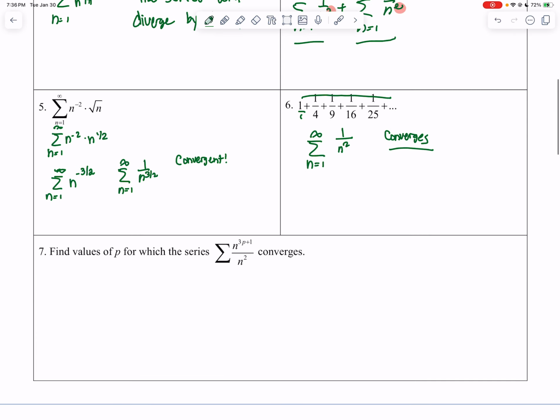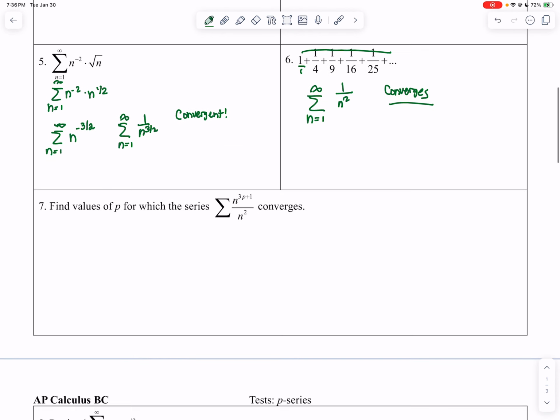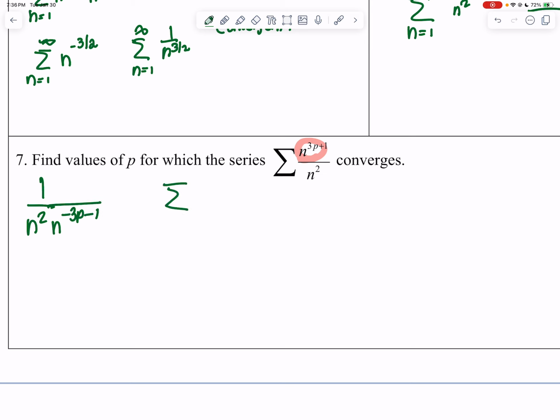All right, number 7, we want to find values of p for which the series converges. Remember that it converges whenever p is greater than 1. So what I'm going to do here is make sure that I move this to the bottom. So I have 1 over n squared times n to the negative 3p minus 1. Simplify that a little bit.